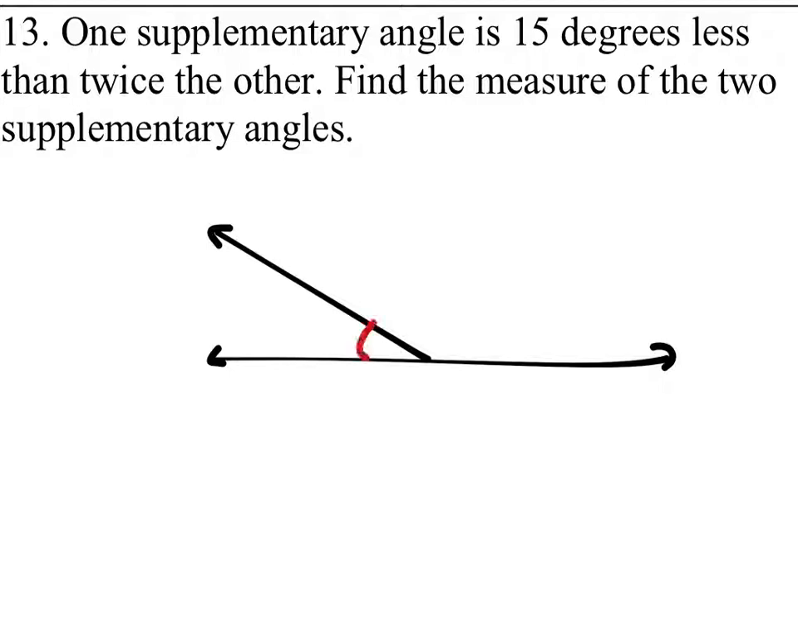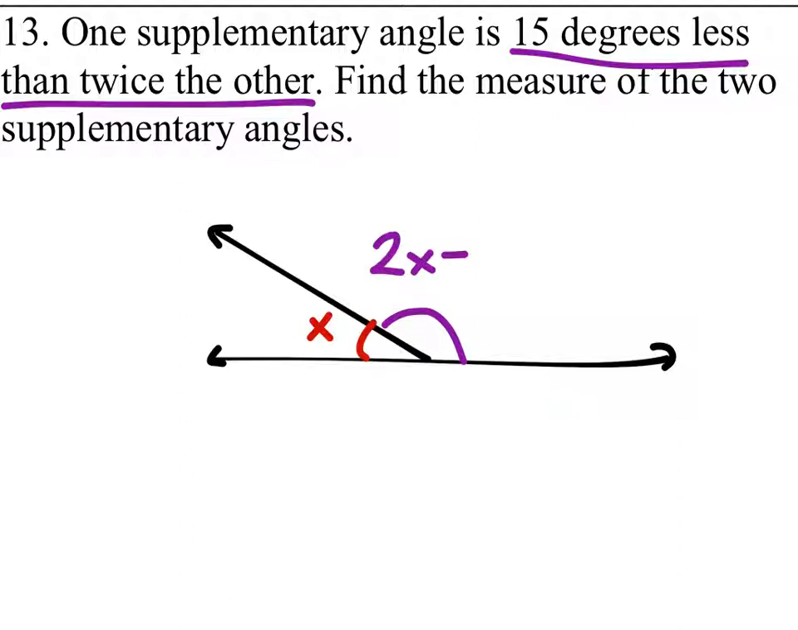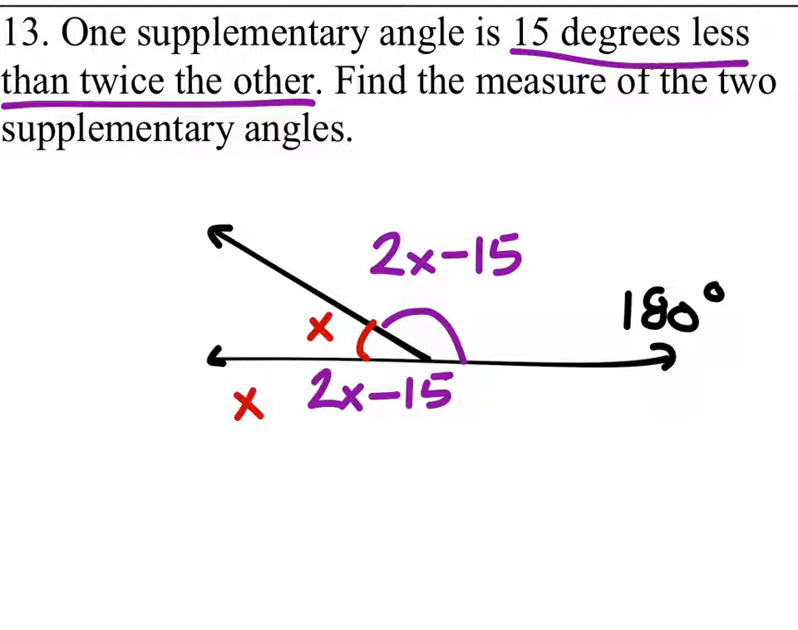So if this is the smaller angle, I'm going to say that it's x. Then the one supplementary angle is 15 degrees less than twice the other. So that means that this angle right here will be twice the other one, but 15 degrees less than that. Now again, this is supplementary, so they should add up to 180 degrees. So let's look at that. x, and then we got 2x minus 15. If we add these two together, we should get 180 degrees.